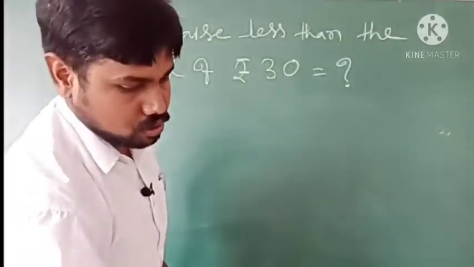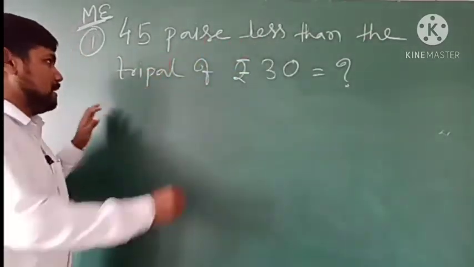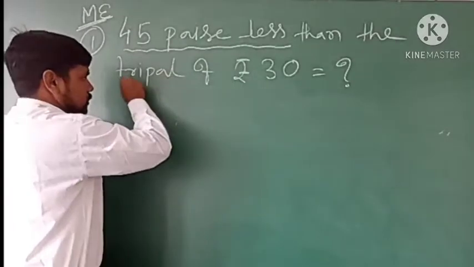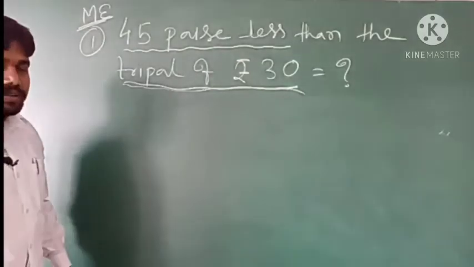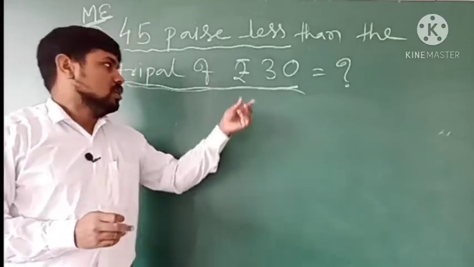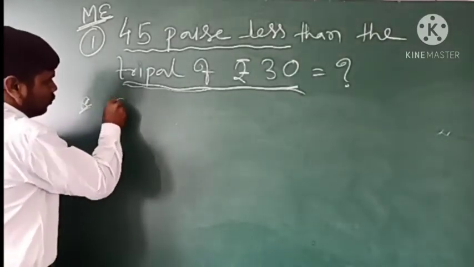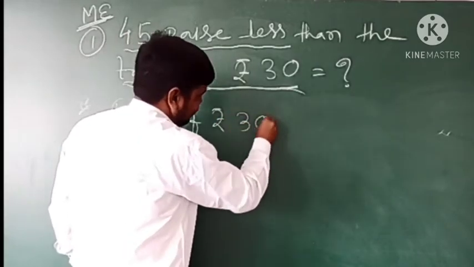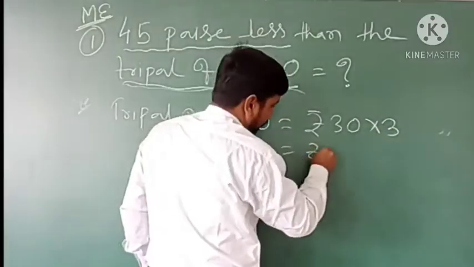So very simple question. First, it is asking 45 paise less. 45 paise less means you have to subtract 45 paise. Then the triple of rupees 30. Triple means multiply by 3. Double means multiply by 2. Triple means multiply by 3. So triple of rupees 30 is equal to how much? That first you have to check. So triple of rupees 30 means rupees 30 multiplied by 3, so rupees 90.